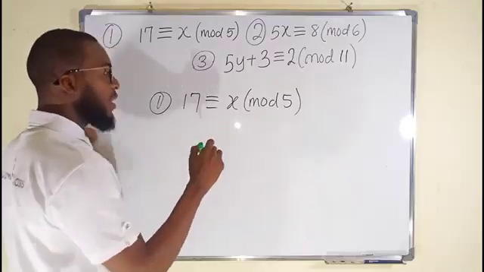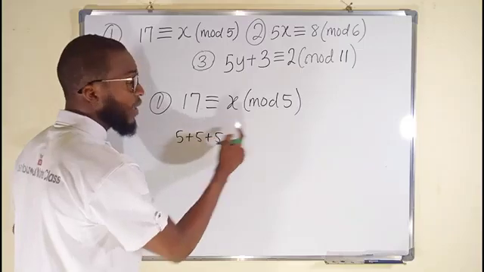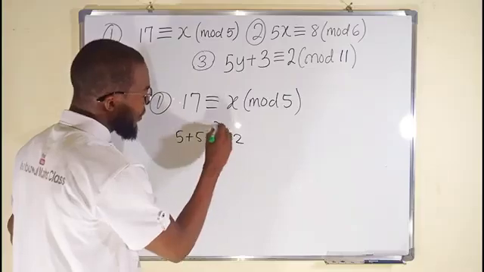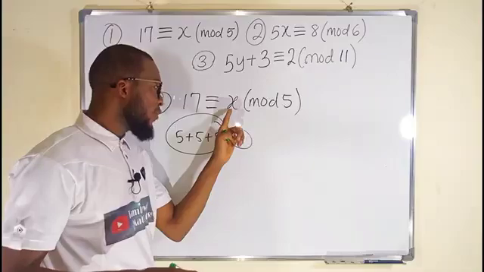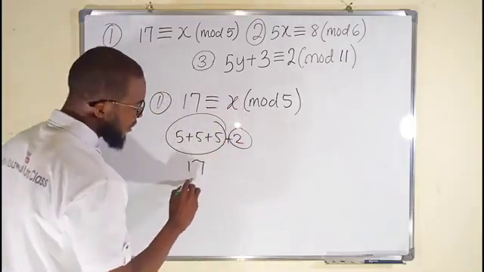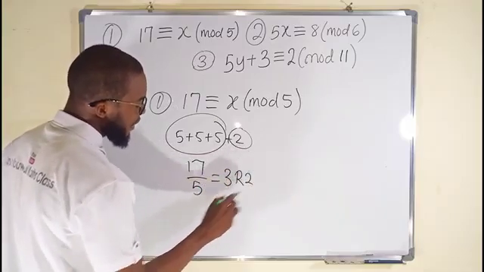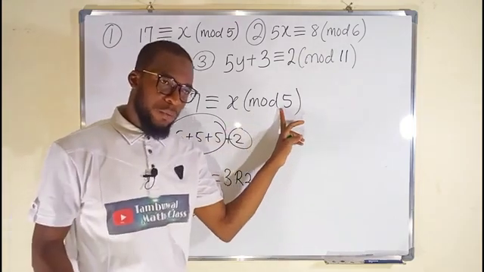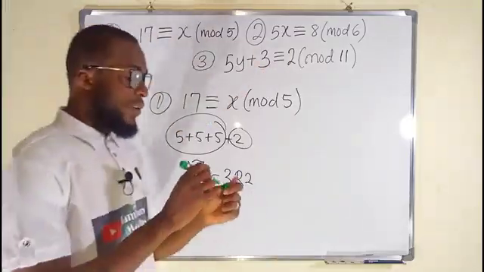So this time around, you can even do it practically. You say 5 plus 5 plus 5, since we are counting in bundles of 5. This is 15, then plus 2. Can you see? This is a complete bundle where we have a remainder of 2, and therefore this x is equivalent to 2. Another way you can do that is to say that 17 divided by 5 is equal to 3 with a remainder of 2, and therefore x is equal to 2, but only in mode 5. Okay, second question, we have that 5x is equivalent to 8.